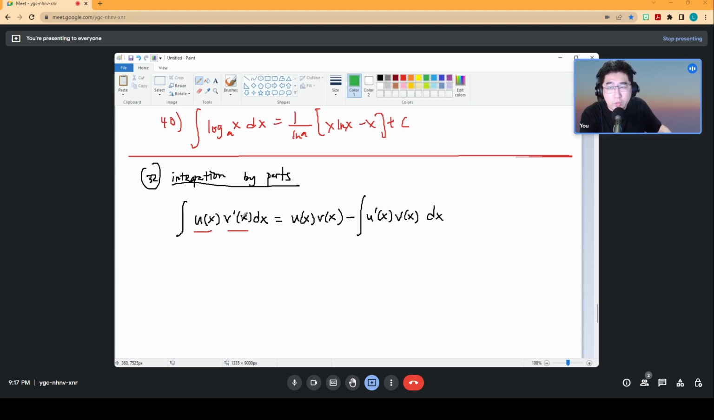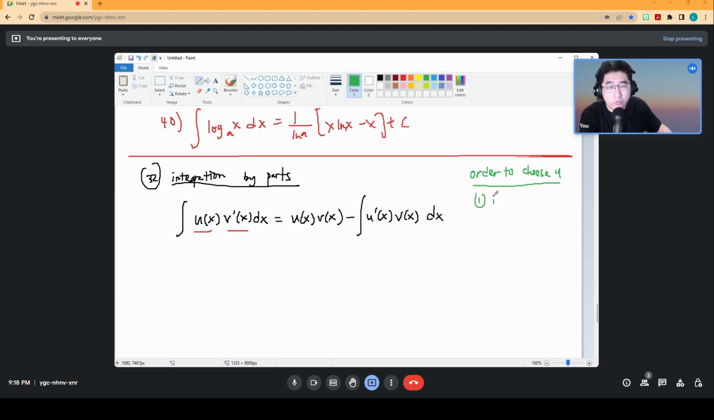Although there are two items being multiplied together, some students get confused: I have two items here, how do I know which one to recognize as u and which one as v prime? Does it mean the one in front is always u? It doesn't work like that. There is a rule on how to recognize u, and an order to choose u. So we'll follow this order.